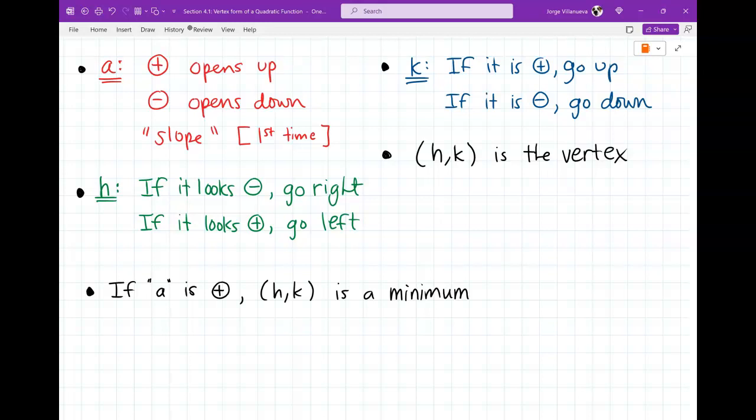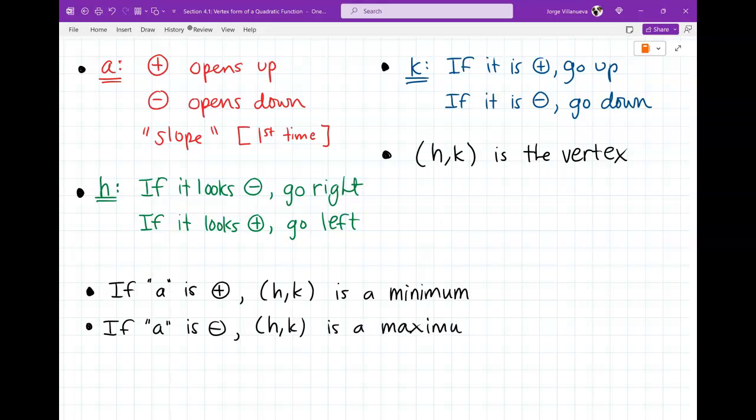They're going to tell you, all right, here's an equation of a graph. Tell me whether the vertex is a maximum or a minimum. And all you have to do is look at your A term. And if your A term is positive, you're going to say, okay, it opens up. That means the vertex is way at the bottom. So it's a minimum value. Okay. The other part is if A is negative, then H, K is a maximum.